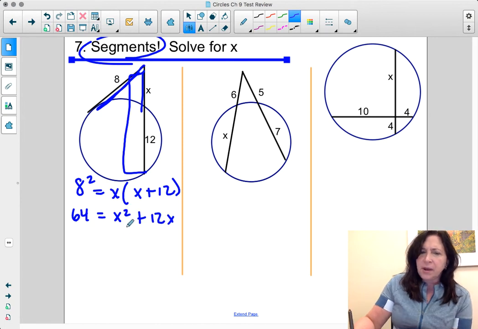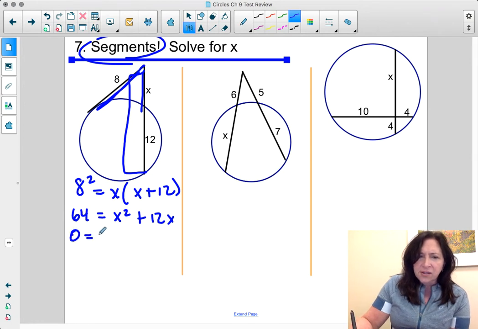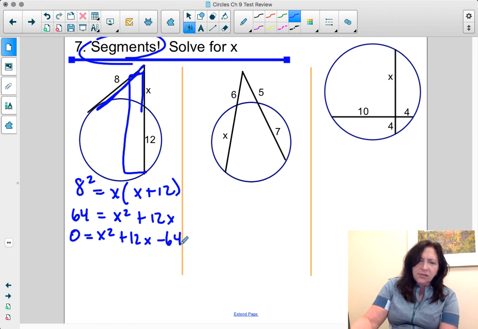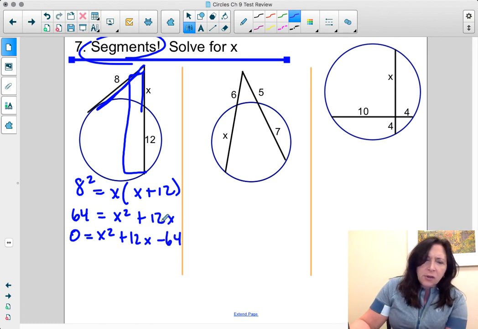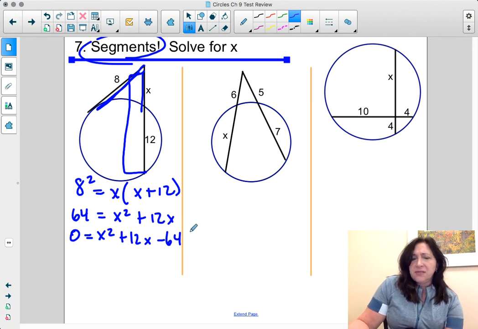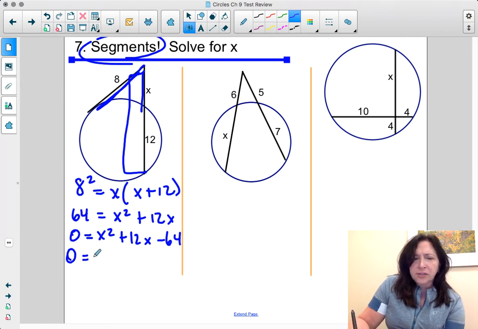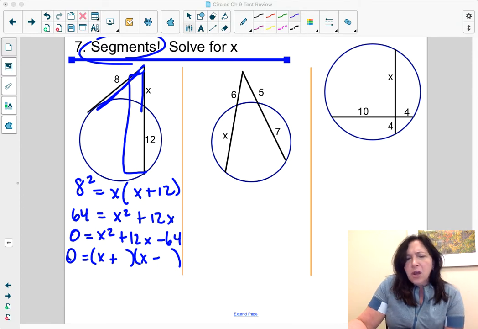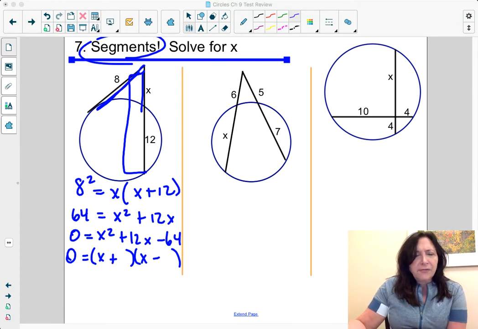What you need to understand about this problem is that it's quadratic, and you need to set it equal to 0. So you've got 0 equals x squared plus 12x minus 64. You need to decide what times what is going to give you 64. So you're going to have to work that out. We've got 0 is equal to x plus something and x minus something. To work this out, we need to figure out all of our factors of 64.